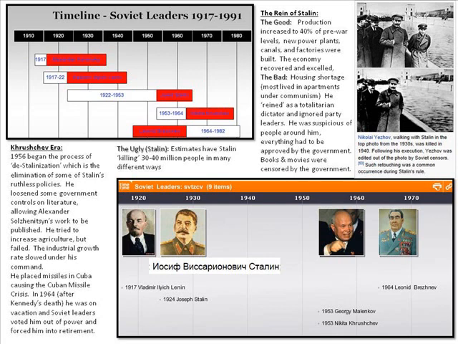Some people think that he did die from a stroke, but some people think he was starting to go crazy a little bit before that with some paranoid stuff. Production increased to 40% of pre-war levels. New power plants, canals, and factories were built. The economy recovered. But at what cost?